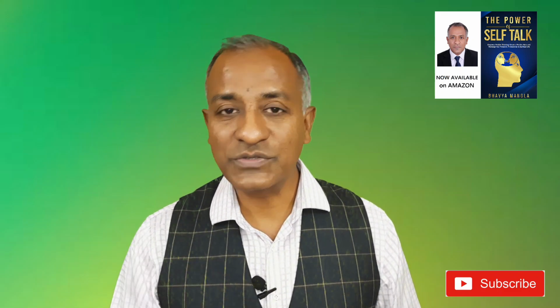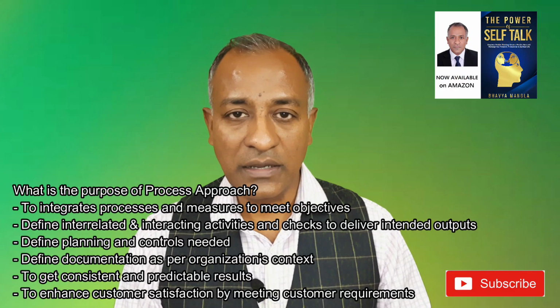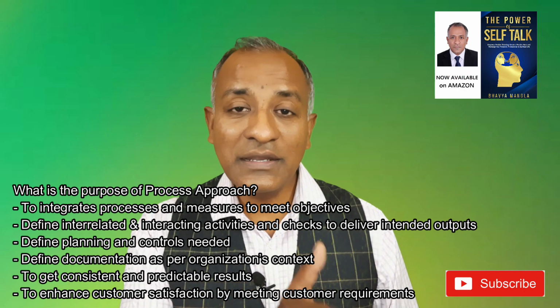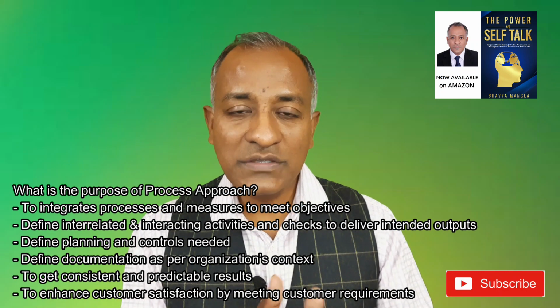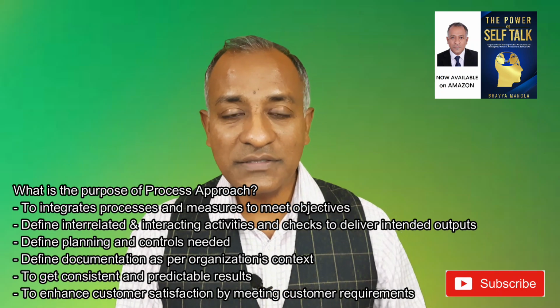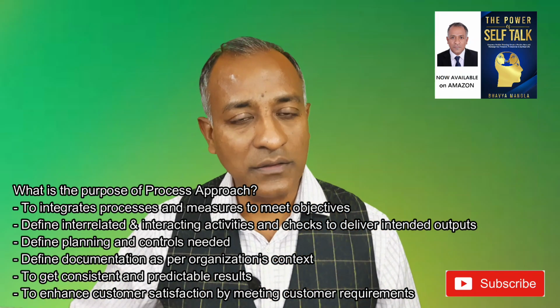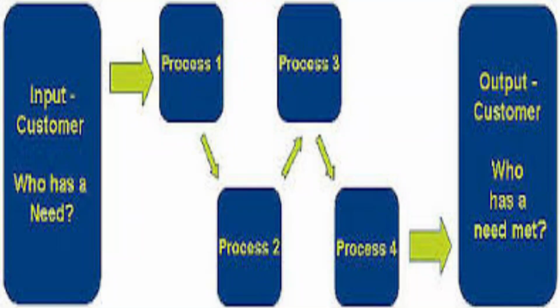Now that brings us to the next question: why do we need a process approach? There are many different reasons. First of all, it helps us understand the different interrelated and interacting activities happening in an organization. When we say interrelated, the intent is the sequence of different activities, where one thing leads to another and another to another. And when we talk about interacting, the intent is how one process or one activity is impacting other things.